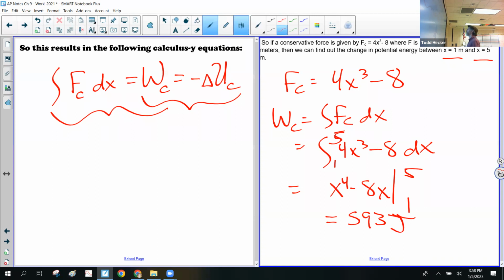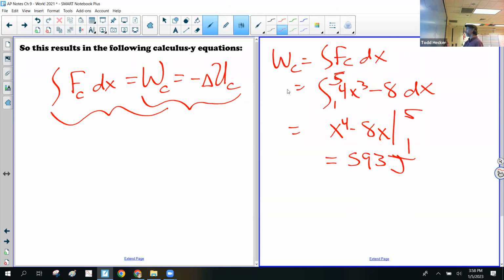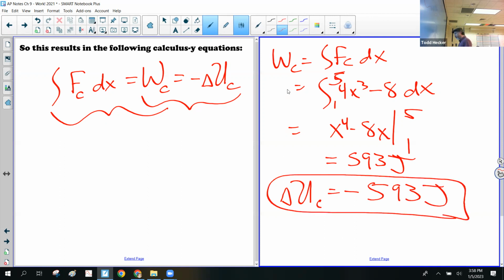Cool. So that's the work done by the conservative force, which means that the change in potential energy associated with that conservative force is negative 593 joules. All right. And my recommendation is to do what I did here. Do it in 2 steps. Find the work and then change the sign to get the change in potential energy.